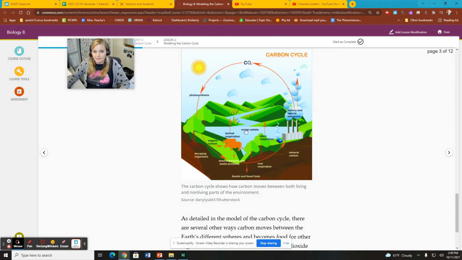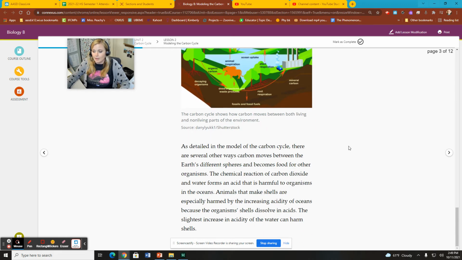The ocean stores some of that CO2. But if the ocean stores too much CO2, carbon dioxide will actually react with water to form acid. It forms a substance called carbonic acid, and this is harmful to ocean animals and leads to something called ocean acidification. Animals that make shells are especially harmed because they are either not able to make their shells or their shells are smaller or weaker because of the acid in the water.